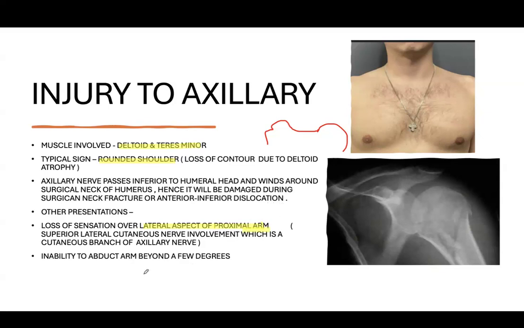And obviously, the loss of function would be that you can't abduct your arm, because the axillary nerve supplies the deltoid, and the deltoid's main function is abduction. That's very obvious. You can see here, this is a surgical neck fracture. The fracture is over here, and because of this, you have axillary nerve injury.